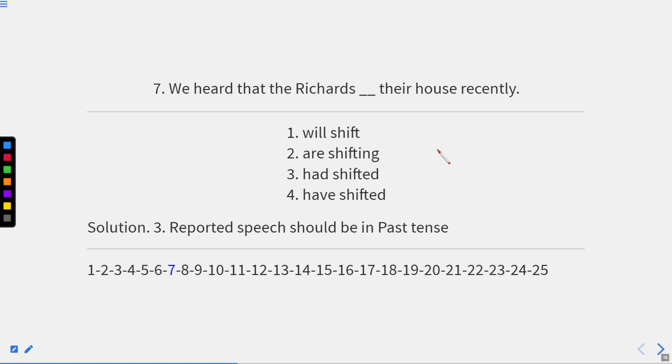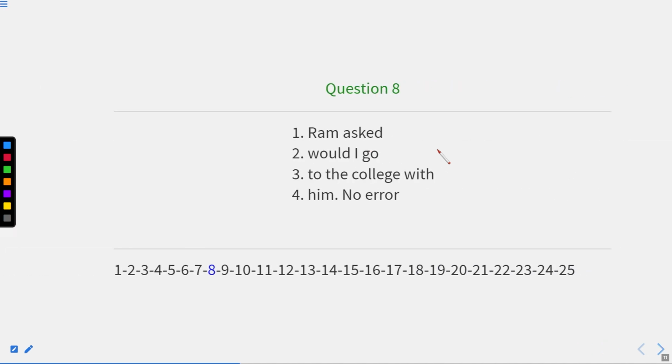Now, whenever we have the word recently, the direct sentence can be made in present perfect tense. However, if we want to convert that into indirect speech, the present tense converts into past as well. That is why, because this is reported speech, this should be had shifted, because here present tense has been converted into past tense while converting a direct into an indirect speech sentence. Now let us move to the next one.